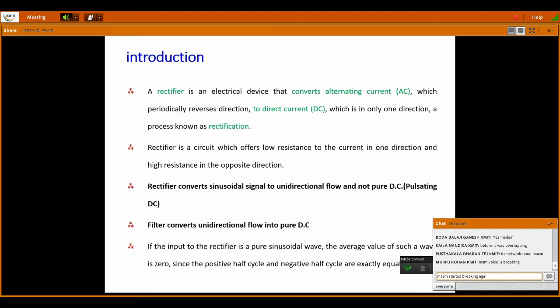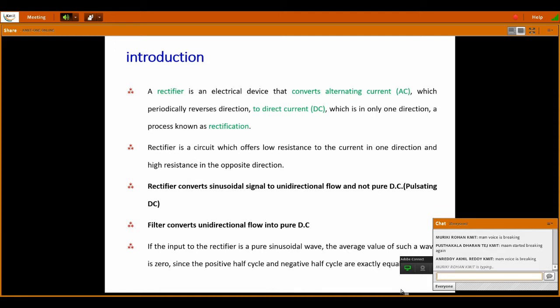Next, sinusoidal unidirectional flow and not pure DC. Pulsating DC. Yes. It means a rectifier converts an AC signal, that is a sinusoidal signal, to a unidirectional signal. But not exactly a DC. DC means just a straight line on the X and Y axis. That is not available for us.